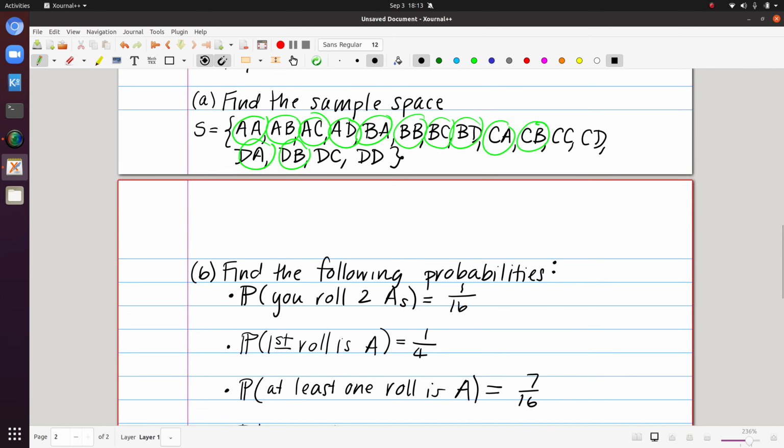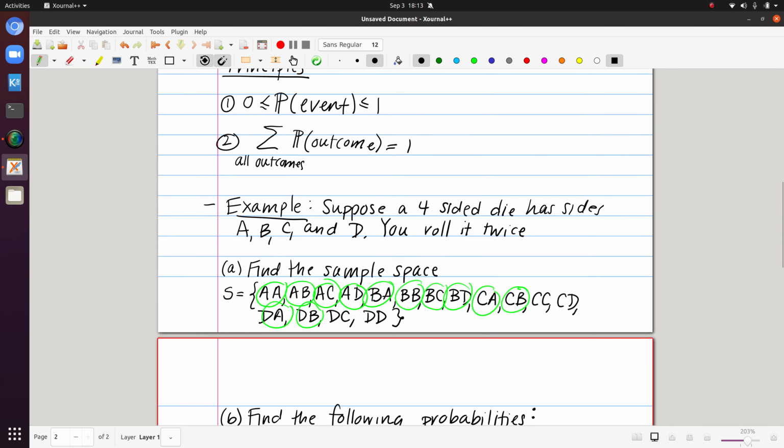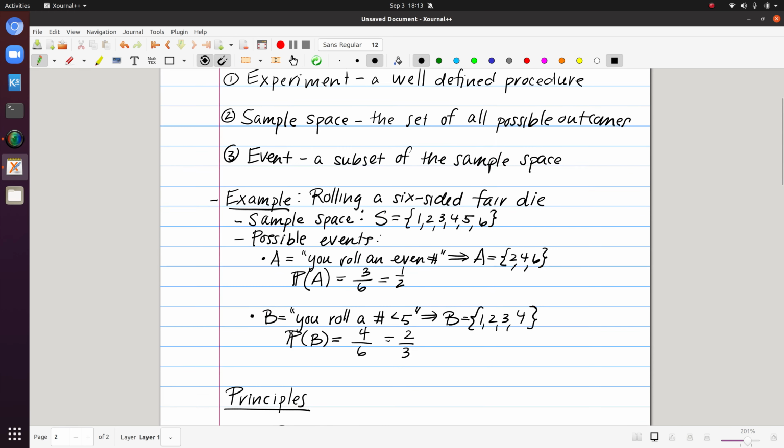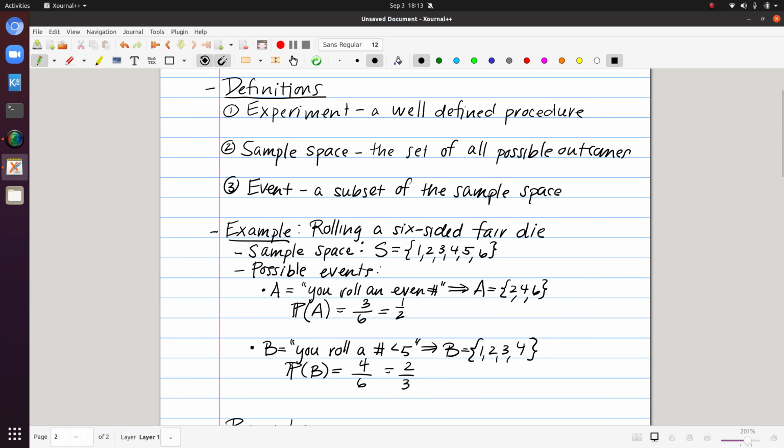So again, for this video here, I just wanted to get used to some of the terminology, see some examples where we put that into use, and then get a little bit of practice of computing the probability of certain events.